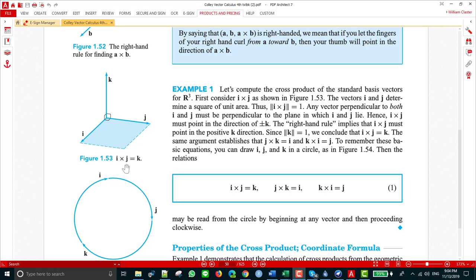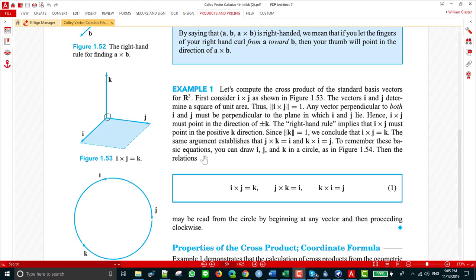Now, by the way, if we wrote j cross i, then what? If you did j first and you use your right hand, you're going to be pointing down when you go from j to i. So we can also see that the direction of j cross i is going to be minus k. But anyway, for i cross j, we know the direction is going to be k.